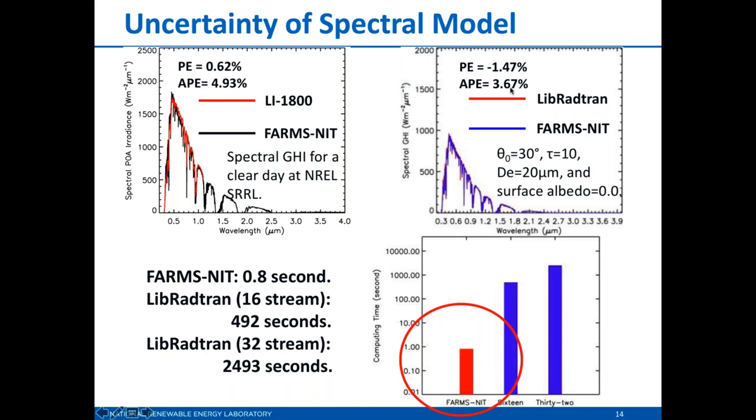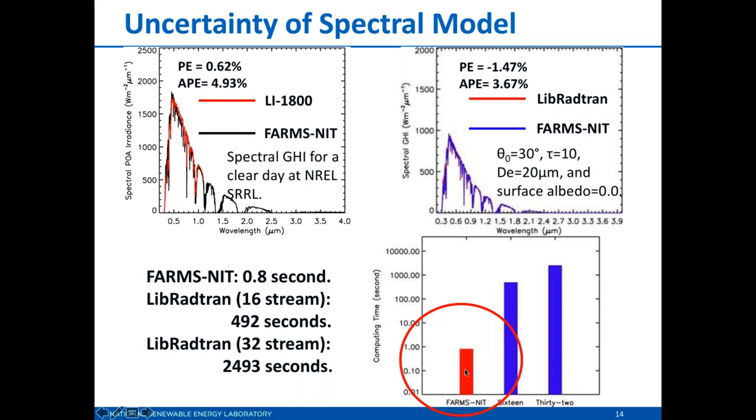When we're looking at comparing with libRadtran, which is the model which FARMS-NIT was built on, the percentage error is less than 1.5%, while the absolute percentage error again is less than 4%. This is on the right-hand side. This is a comparison for these parameters where zenith angle is 30 degrees and optical depth is 10. It's for a cloudy situation. So the important thing is that the accuracy is pretty high as you can see from these two plots.